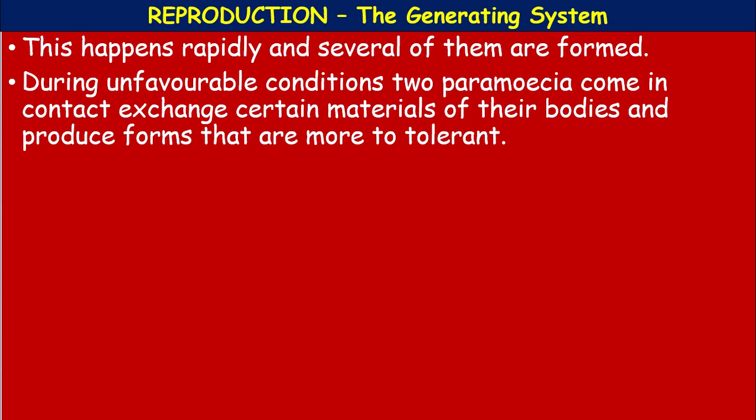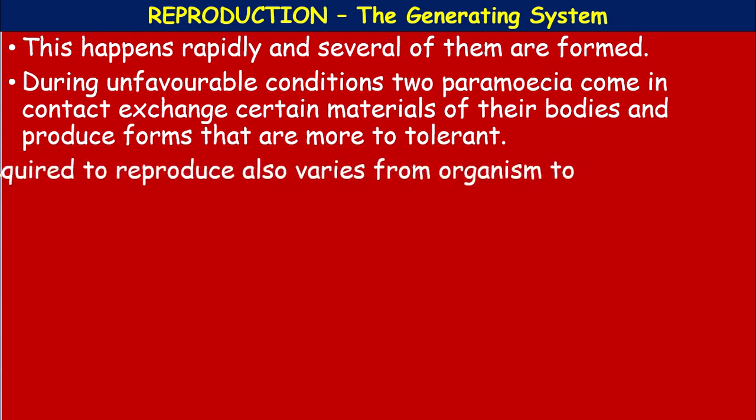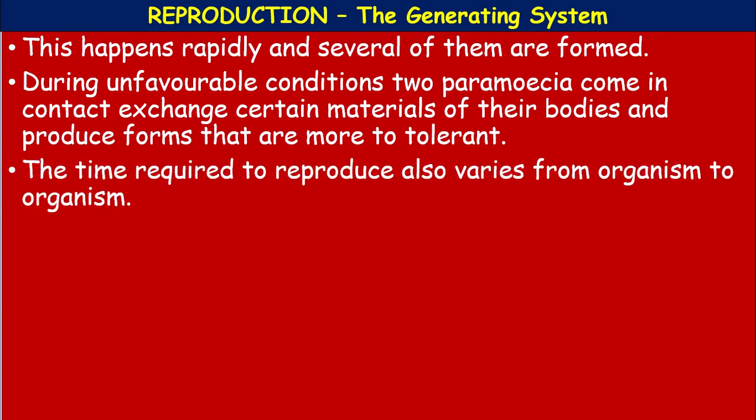During unfavorable conditions, two paramecia come in contact, exchange certain materials of their bodies, and produce forms that are tolerant. Okay, means they can tolerate the unfavorable conditions. They can regain the lost vigor by binary fission, by doing like this.